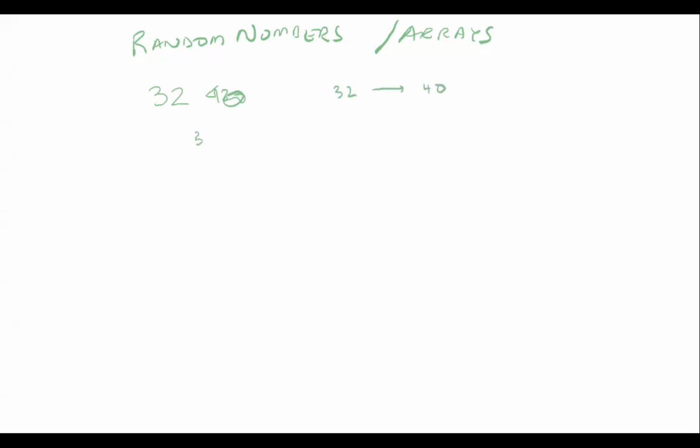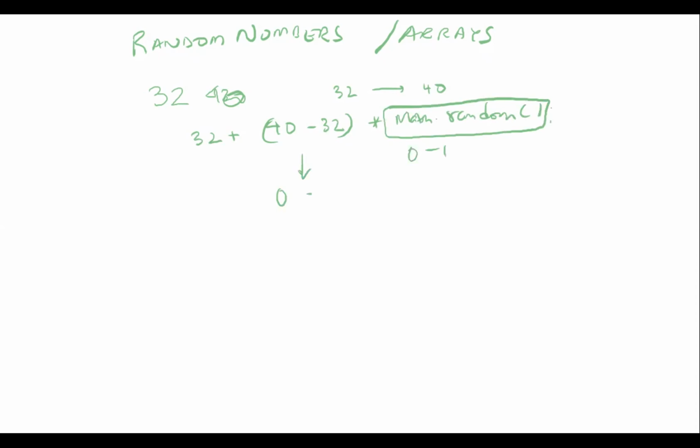So what you can do is 32 plus, subtract both of them, 40 minus 32 into Math.random. What does that mean? That means this is going to generate a number between 0 and 1. That means this value is going to be between 0 and 8. So 32 plus a value between 0 and 8 will be 32 plus 0 to 32 plus 8. So that means you have a value between 32 and 40.